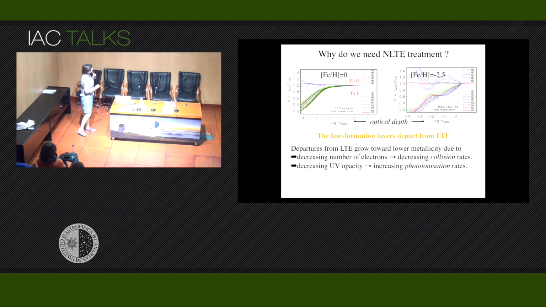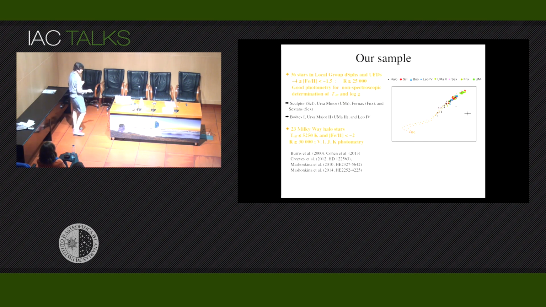So if you want to combine stars in the same diagrams, which are metal poor or solar abundances, you really need to take into account this non-LTE effect. So what did we do? It's the first step of analysis I would like to expand on a little bit later. But for the moment, what we did is we decided to go for the first full non-LTE analysis in a set of dwarf spheroidals in the local group, and also a set of stars in the halo of the Milky Way.